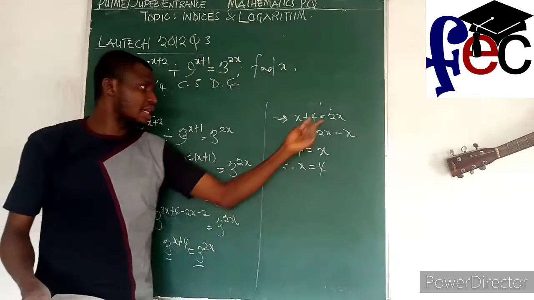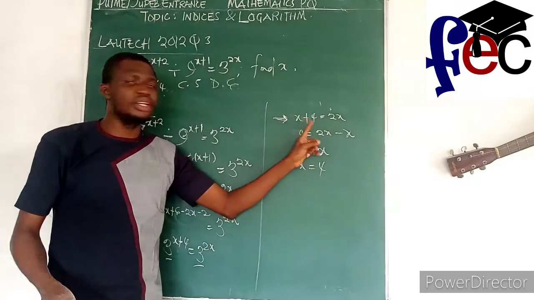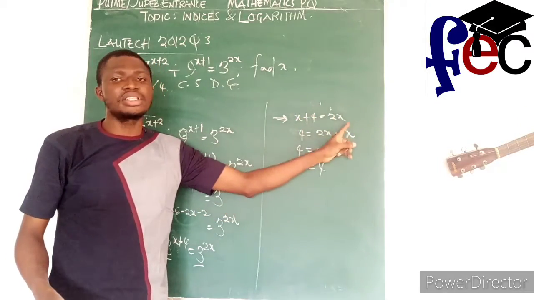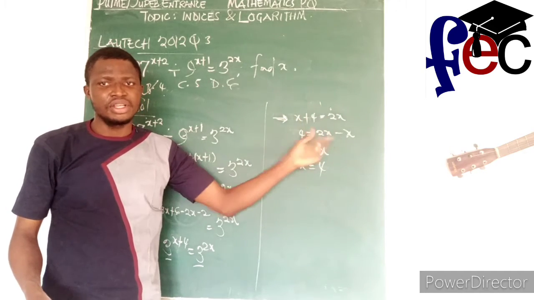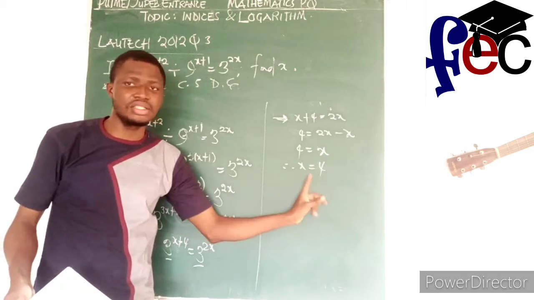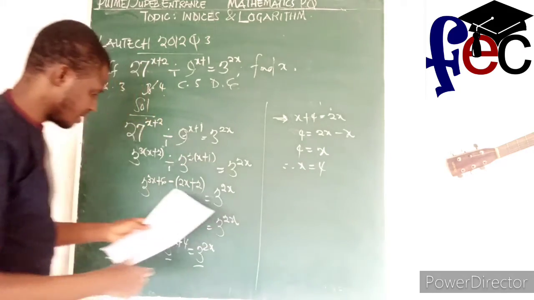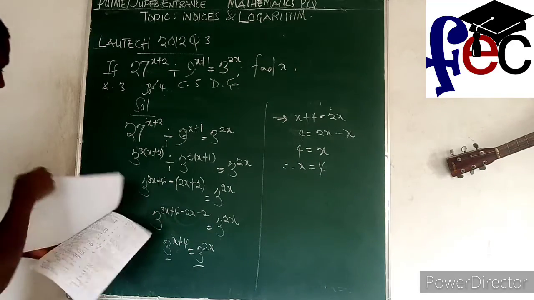If you like, you can bring minus 2x here so that you have x minus 2x, and take 4 to the other side, you have minus 4. Your result will be minus x equal to minus 4. And you can multiply both sides by minus 1 or divide both sides by minus 1. You will still get the same result. Okay? Alright. So that is for LAUTECH.